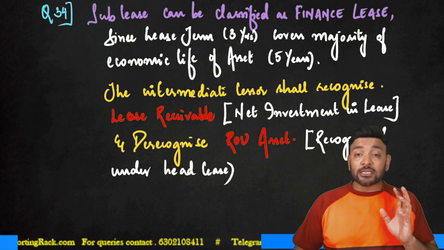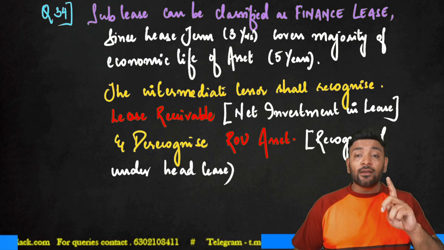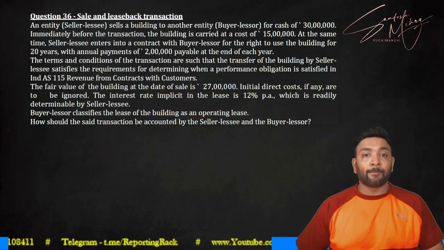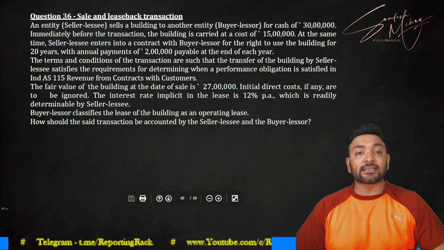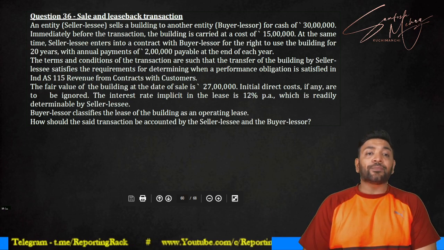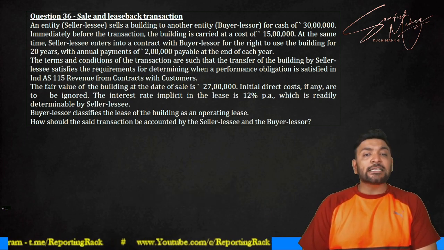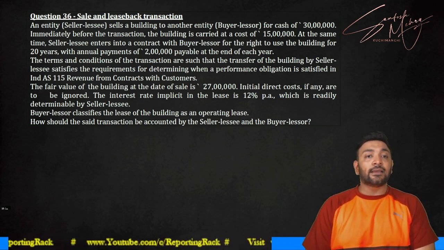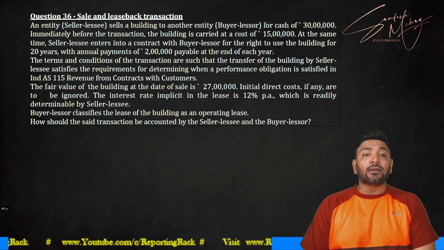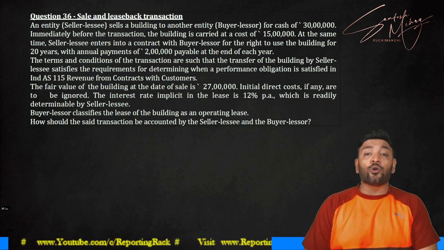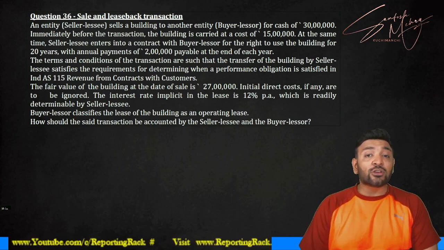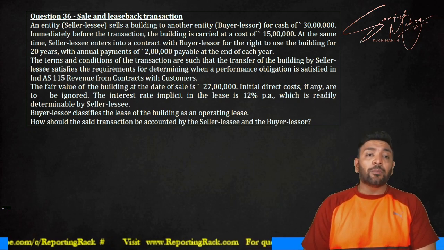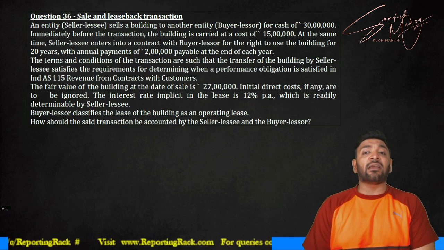Now that we are done with this concept of sublease, let's get into the last question on IND AS 116, which deals with sale and leaseback. Look at question number 36. An entity, a seller lessee, sells a building to another entity, buyer lessor, for cash of 30 lakhs. Immediately before the transaction, the building had a carrying value of only 15 lakhs. Guys, carrying value is important for us because even the ROU asset should be a proportion of this carrying value.